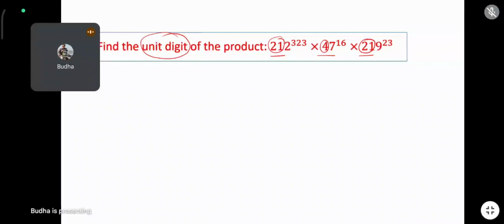Okay, now look at this. 2 and 7, they belong to the same category. You remember? 2, 3, 7 and 8. They belong to the same category and the cycle is 4. So for them, you will have to apply that divided by 4 wala process.